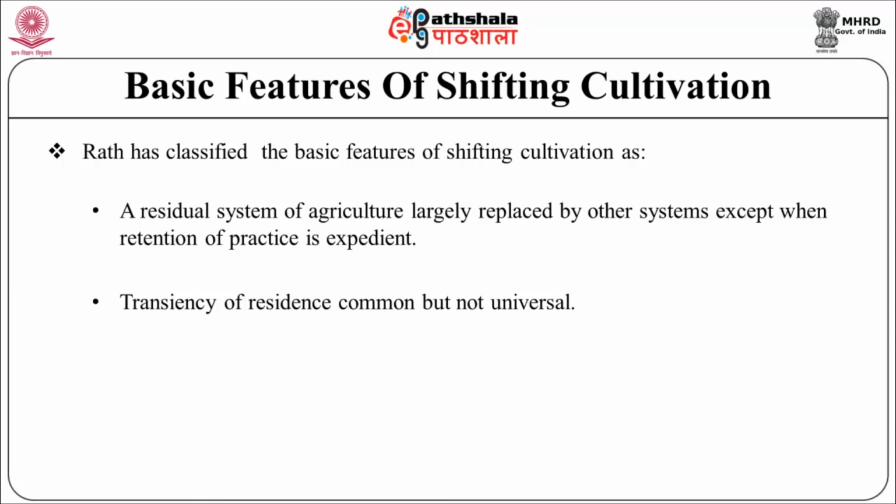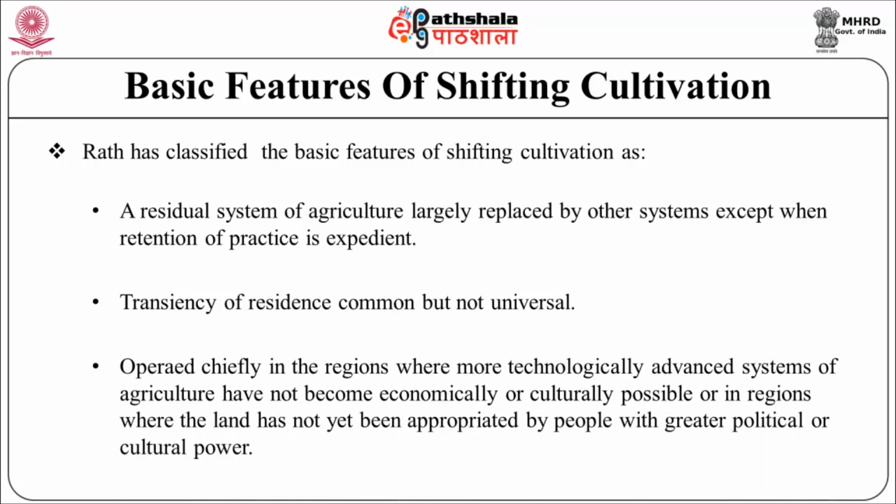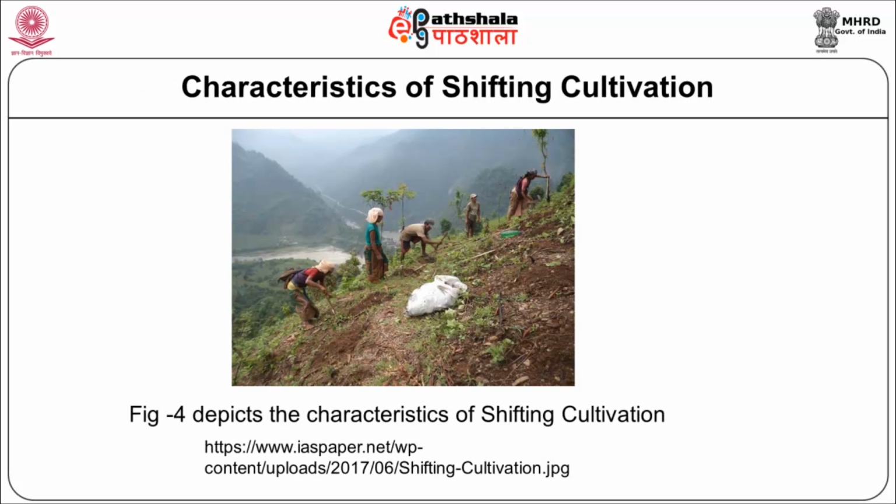The transfer of residence is common but not universal, with many patterns of residence according to the evolutionary level or detailed system employed and the preference of the culture group. It is operated chiefly in regions where more technologically advanced systems of agriculture have not become economically or culturally possible, or in regions where the land has not yet been appropriated by people with greater political or cultural power. Figure 4 displays the characteristics of shifting cultivation.